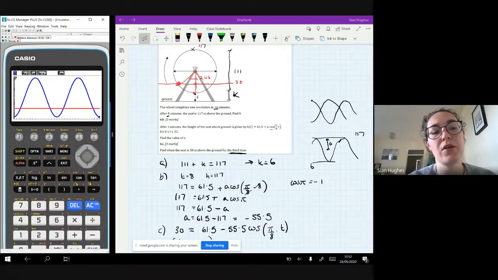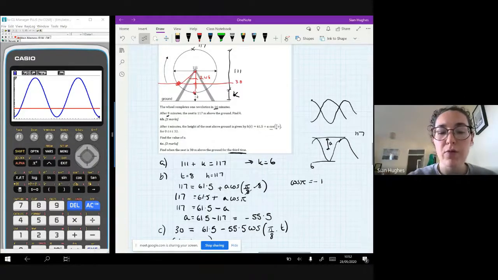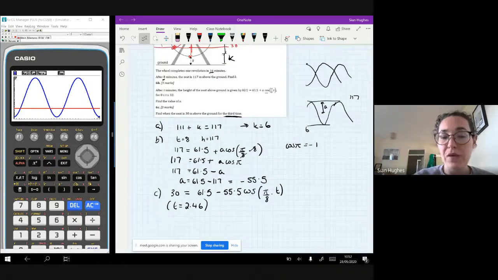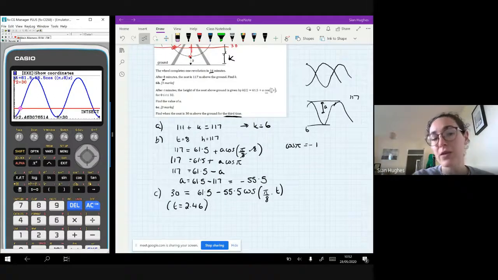And we can see that it's doing its 2 whole cycles in its 32 minutes. And then our red line is our 30. So if we want to find when they intersect, so when the blue line is also at 30, we can do gsolve, we can do intersect, and there's the 2.46 I mentioned earlier.